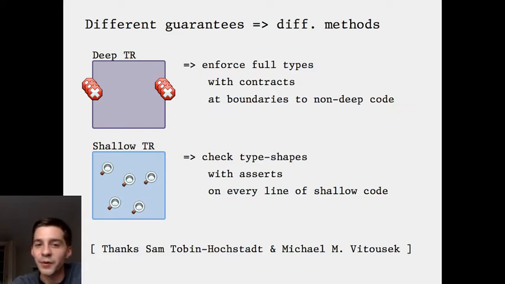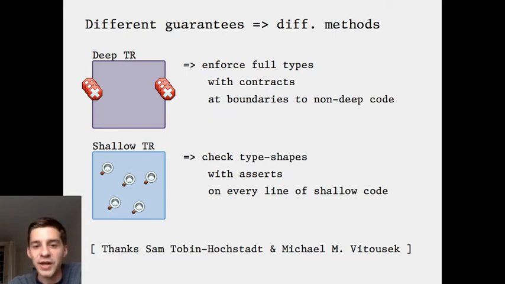Deep looks at every boundary. Where could things possibly go out to non-deep code, whether it be shallow or whether it be untyped? At those boundaries, deep takes the full type and puts in a full higher order contract. Whatever it needs to enforce the type at runtime is going to sit there at the boundary.